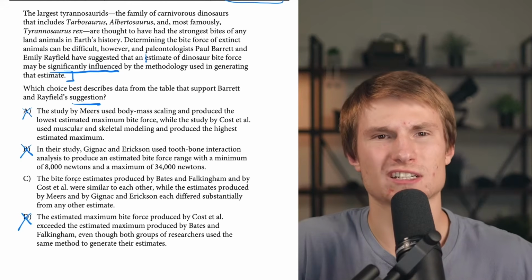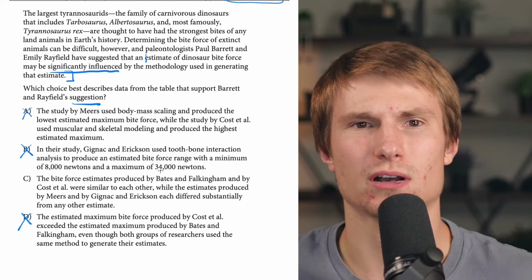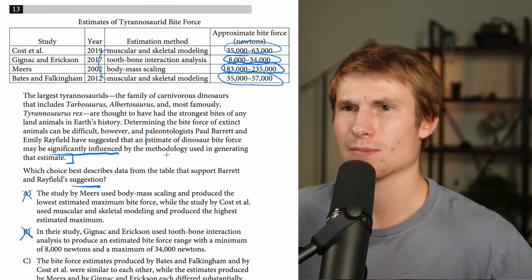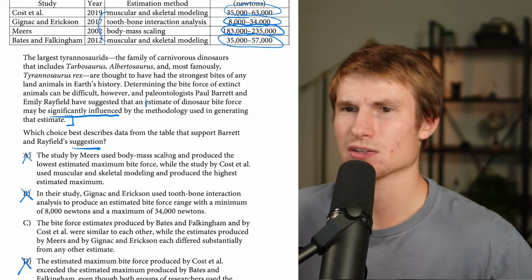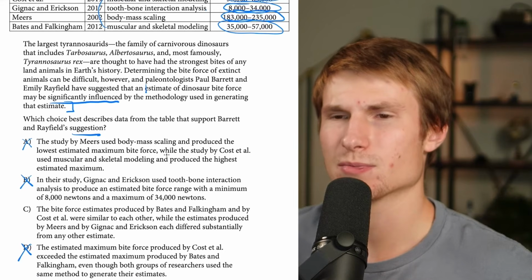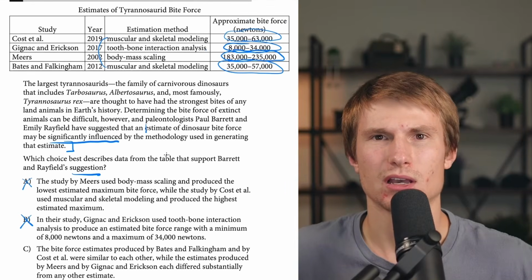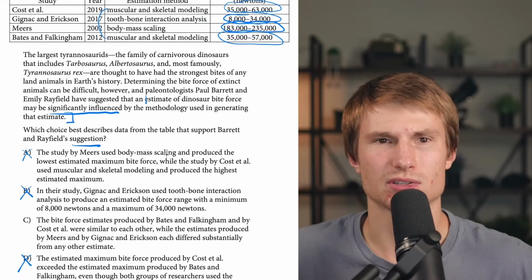So let's go back to C. We've got the bite force estimates produced by Bates and Falkingham and by Costa L. So let's go up. Costa L and Bates and Falkingham both use muscular and skeletal modeling, so it makes sense that those are similar. Then the estimates produced by Mears and by Gignac and Erickson each differed substantially from any other estimate. We see that that's true as well. So C looks really strong there.